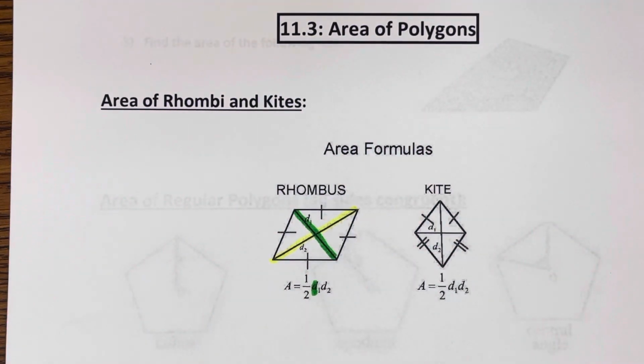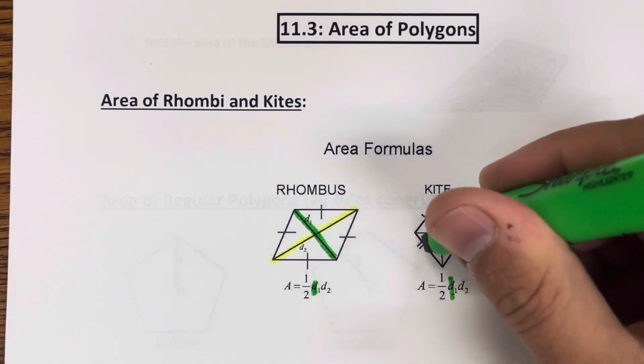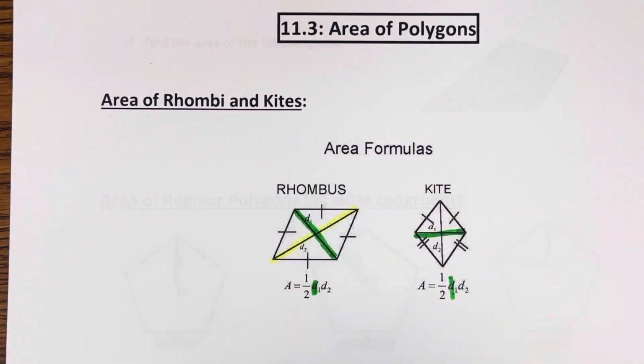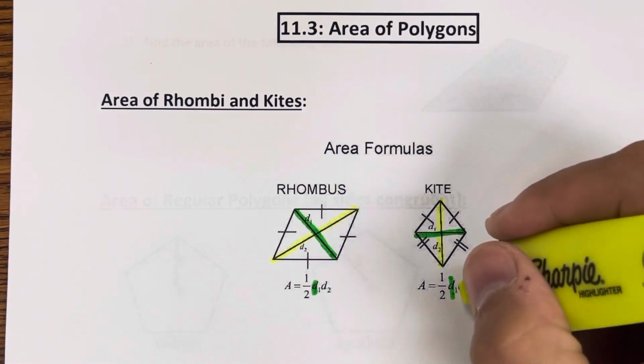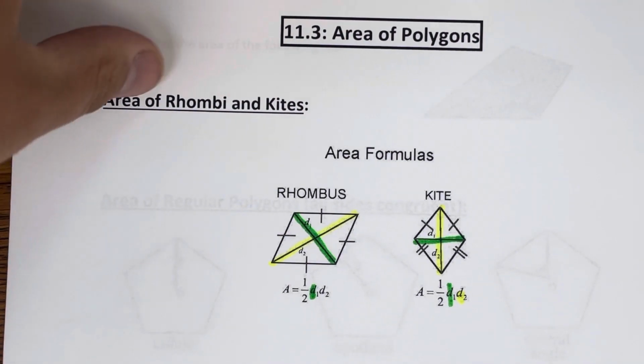Okay. With a kite, same exact formula. 1/2 times one of the diagonals. D1 goes all the way across. One of these diagonals will be bisected, the other will not be. And the green one in this case is the one that's bisected. And the other diagonal goes all the way across from vertice to vertice. That is diagonal number 2. So those are the two formulas for the rhombus and the kite.